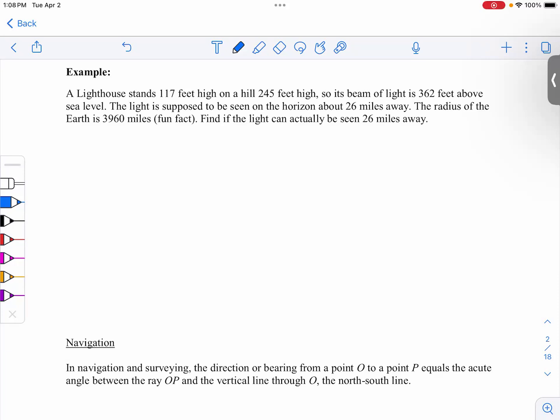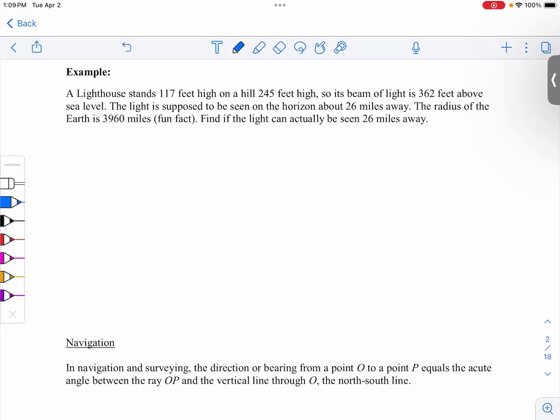The radius of the Earth is 3,960 miles. Fun fact, that's a true statement, on average. The Earth, because of the thickness of the crust, varies throughout, but on average the radius of the Earth is about 4,000 miles. Find if the light can actually be seen 26 miles away.